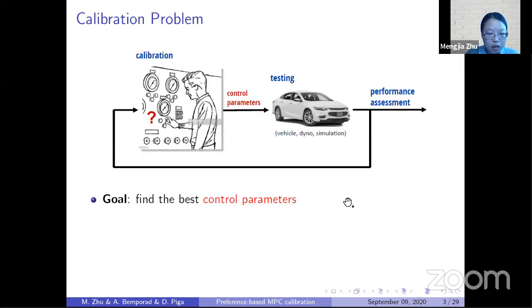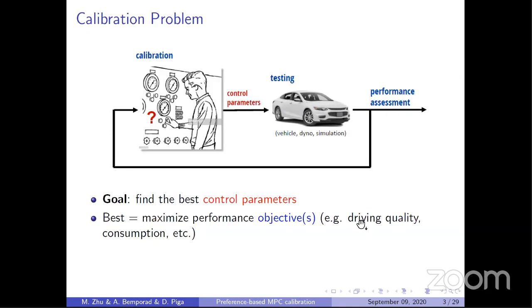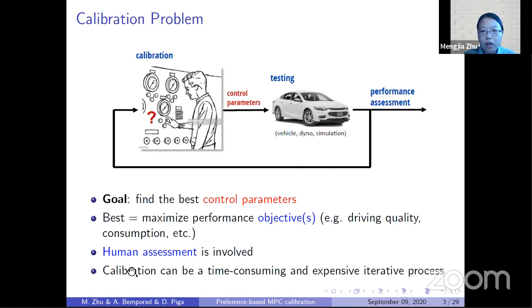So calibration is a common process required in control, and an example of a closed-loop calibration process is illustrated in this figure. The goal is to find the best control parameters. And here, the best can be interpreted as finding the control parameters that maximize performance objectives. As an example, for vehicle control, the objective could be to enhance the driving quality and reduce fuel consumption, etc. Human assessment is often involved. Calibration can be a very time-consuming and expensive iterative process.